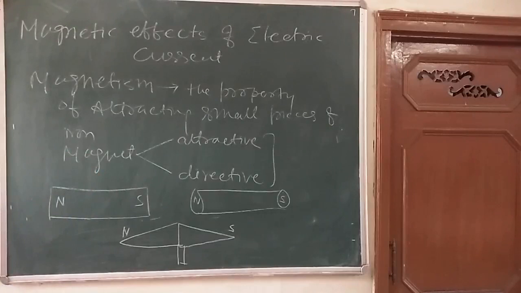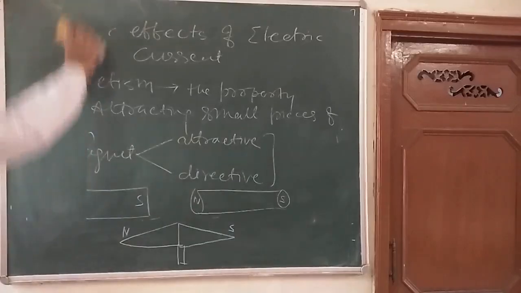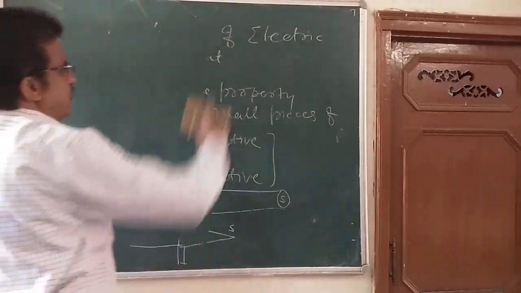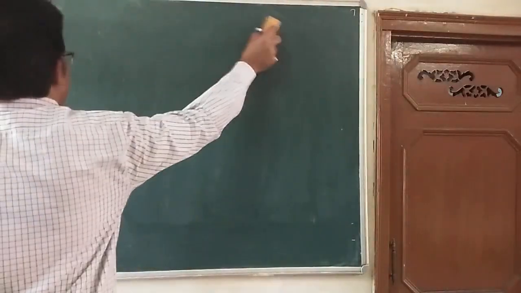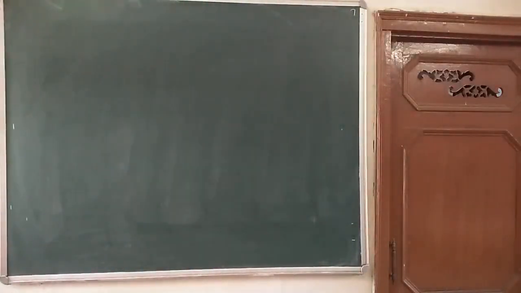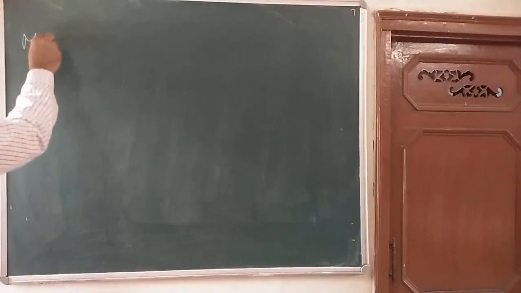Now, dear children, I want to explain today what is magnetic field and what are magnetic field lines. First, I want to say what is magnetic field.